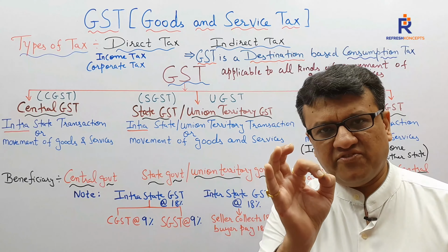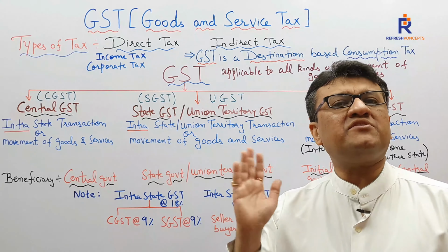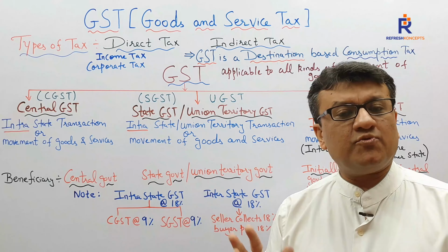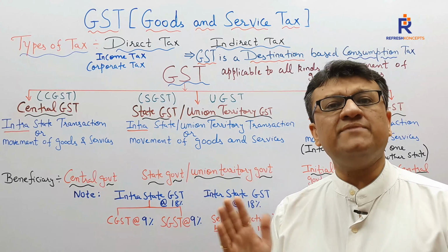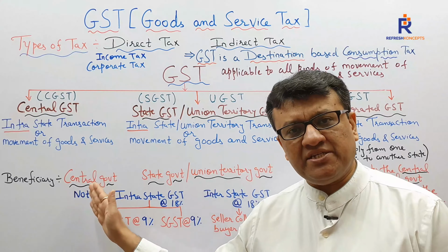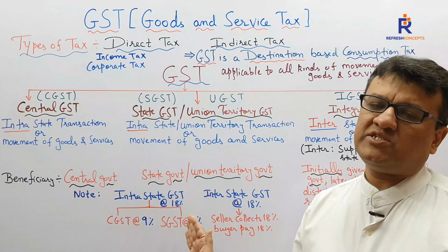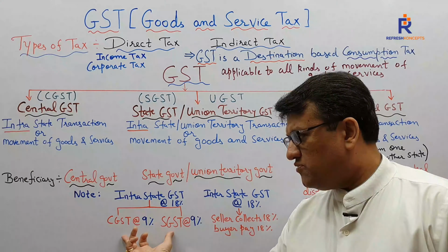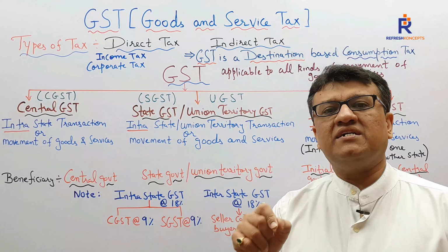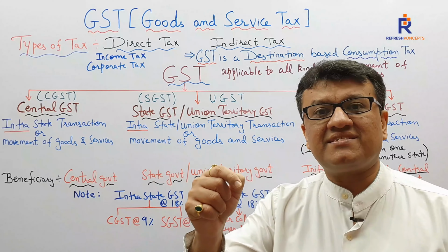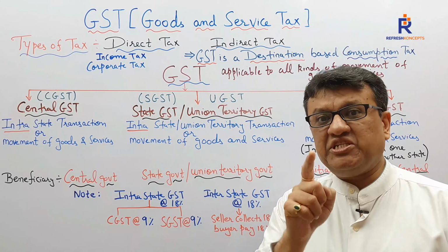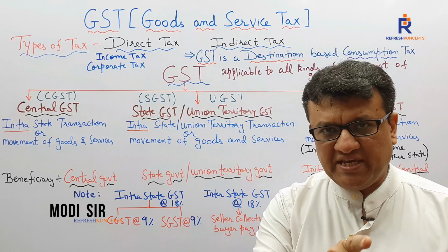So let me give you a very simple illustration. If the sale price of an article is rupees 100, GST applied on the sale price is 18%. So what is the GST? GST is rupees 18, 18% of 100. 9 rupees will go to CGST, that is central government. 9 rupees will go to SGST, that is state government. This is how the distribution of GST will be done when the movement of goods and services is within the state, intrastate. So for intrastate, the GST has bifurcation in terms of CGST and SGST.